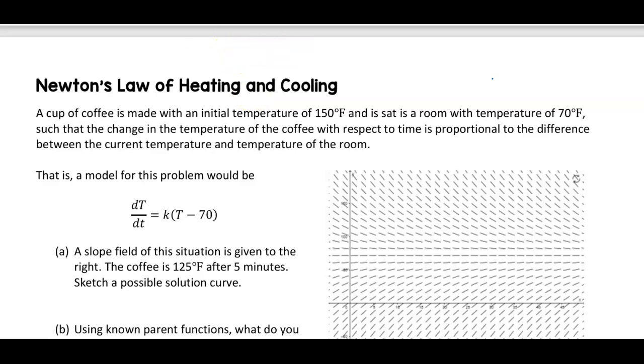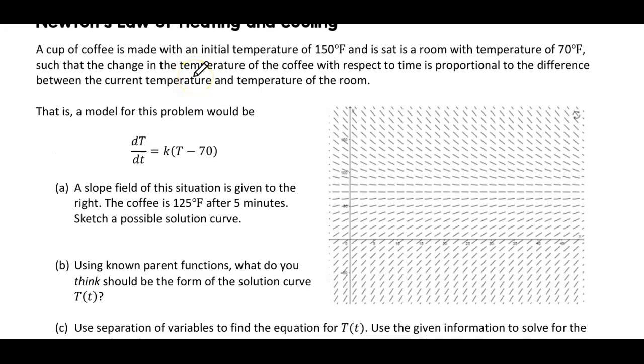This video is going to go over an example of Newton's law of heating and cooling. It's very similar to exponential growth and decay, where you have something hotter than an ambient temperature, so it needs to cool down to that temperature, or you have something colder than an ambient temperature, so it will warm up to it. So for example, let's say we make a cup of coffee and it's 150 degrees Fahrenheit, and then we just let it sit at the room temperature of 70 degrees.